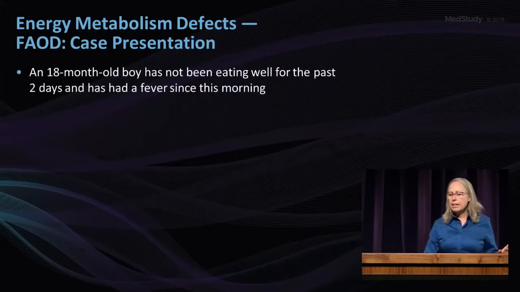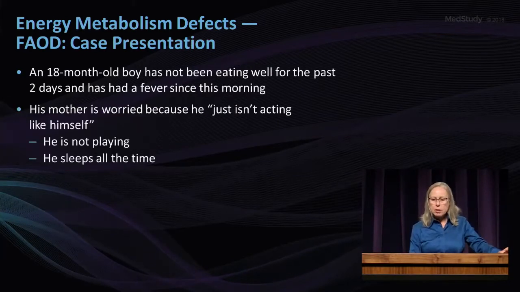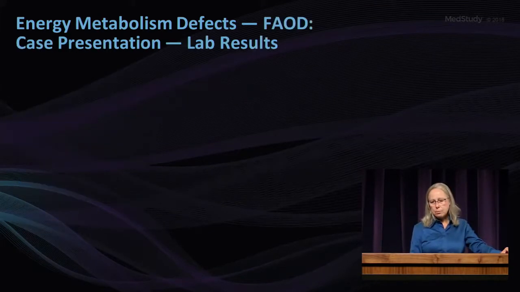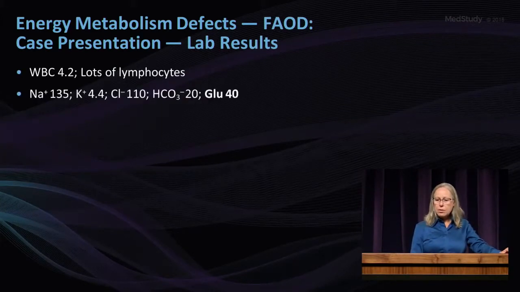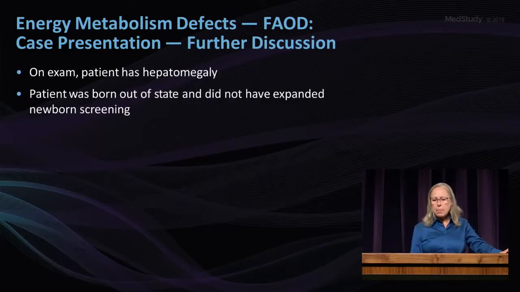So how this would present: an 18-month-old boy who's not been eating well for the past 2 days, has had a fever since this morning. His mother is worried because he just isn't acting like himself. He's not playing and he's sleeping all the time. He had an older sister who was found dead in her crib after a similar episode at 12 months of age. You see him in clinic. You get white cells and lots of lymphocytes. Your glucose is 40. Your ammonia is 180. On exam, he has hepatomegaly, and he was born out of state and did not have expanded newborn screening. That's becoming less and less frequent over time.